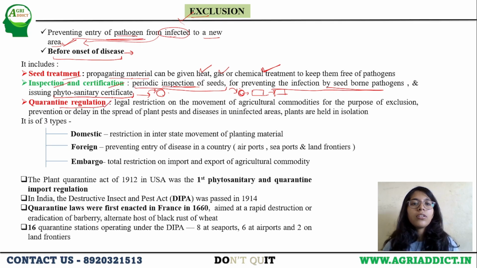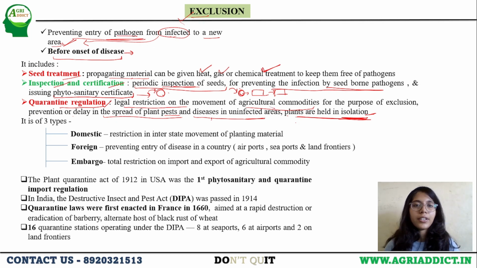Quarantine regulation also comes under exclusion. So, what is quarantine regulation? It is a legal restriction on the movement of agricultural commodities for the purpose of exclusion, prevention, or delaying the spread of plant pests and diseases in the uninfected areas. And that's why the planting materials are held in isolation. Quarantine means to keep the planting materials in isolation. It is kept isolated so that it prevents the entry of the pathogens and the pests from the infected area to the uninfected area.